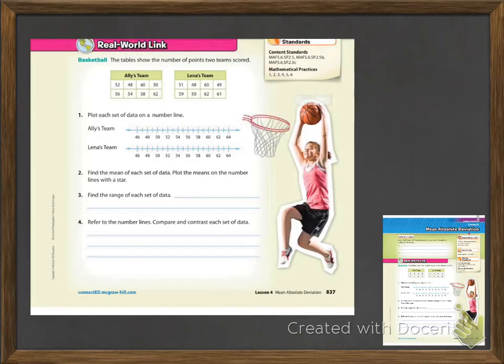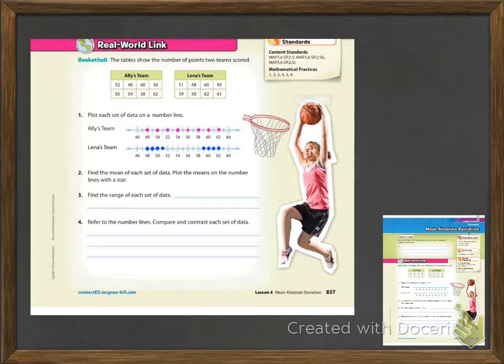So looking at the real-world link, the tables show the number of points two different teams scored. So you've got Allie's team and Lena's team. Number one asks you to plot the set of data on a number line. So go ahead and take a moment to plot the dots. Now make sure you have solid dots that are actually placed directly on the number lines. So you could see here how I did Allie's team. And I want you to do the same thing for Lena's team.